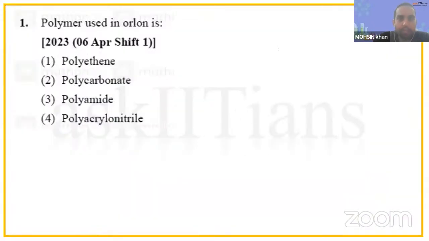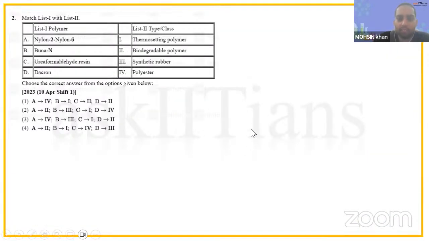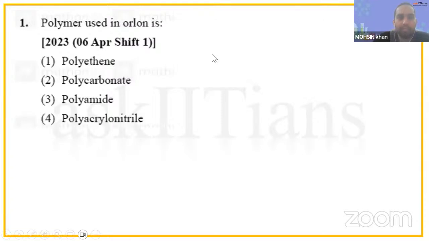So the first question is: polymer used in Orlon. So we have to name the polymer which is used in Orlon. You have been asked the other name of Orlon, simply the other name of Orlon. So what is the other name of Orlon? Polyethylene, polycarbonate, polyamide, and polyacrylonitrile are given. So the correct answer will be polyacrylonitrile.